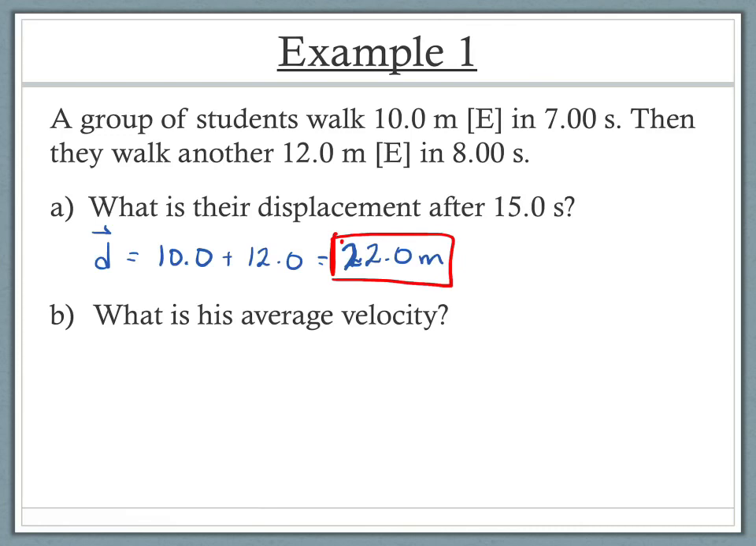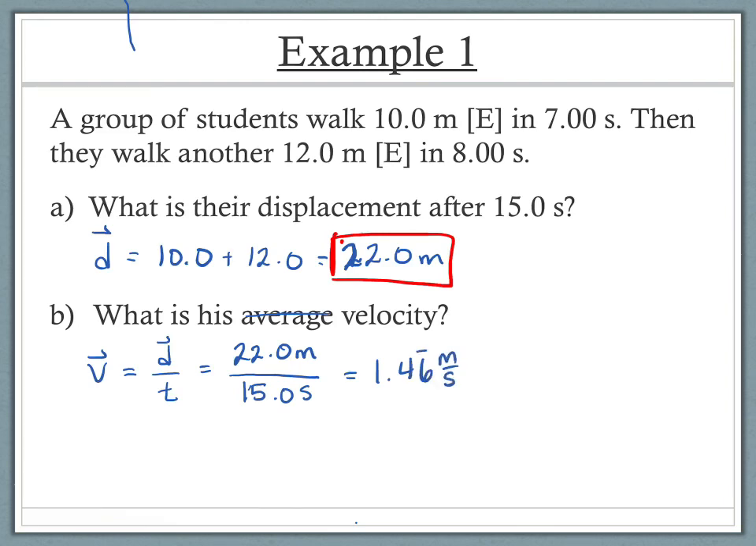Okay, next one. What is the average velocity? What is their displacement over time? So remember, we know velocity, that's the V with the arrow over it, is equal to the displacement over time. Their displacement, we just found out, is 22.0 meters. And we divide that by how much time it took, which is 15.0 seconds. And that's all we have to do. Okay, so if I divide those, I get 1.46 continuing. Okay, and that's meters per second.